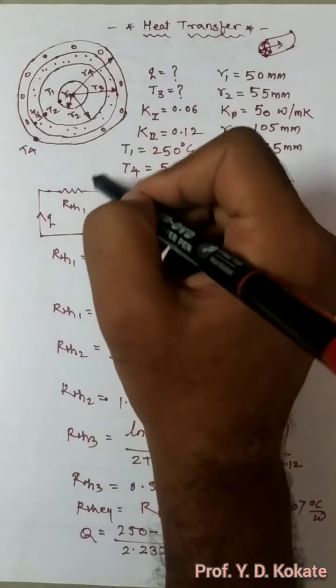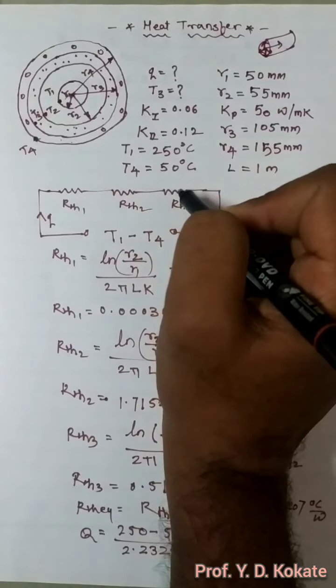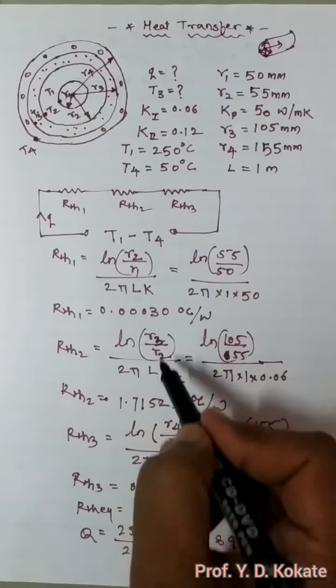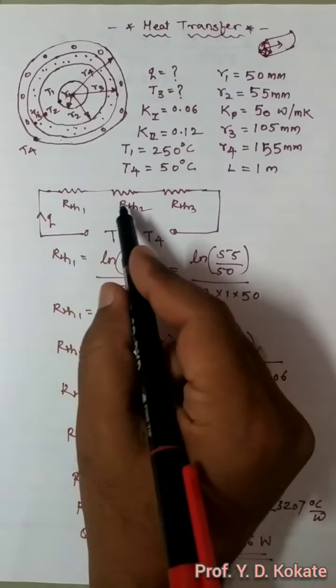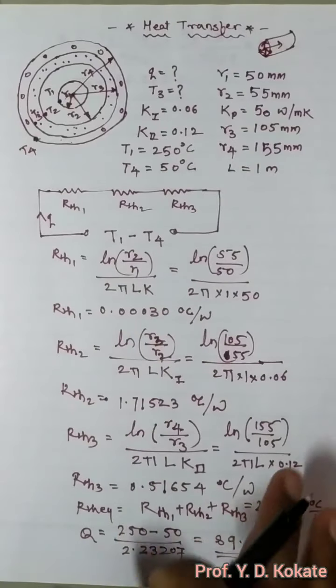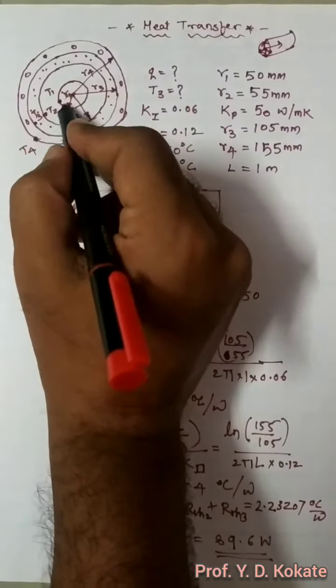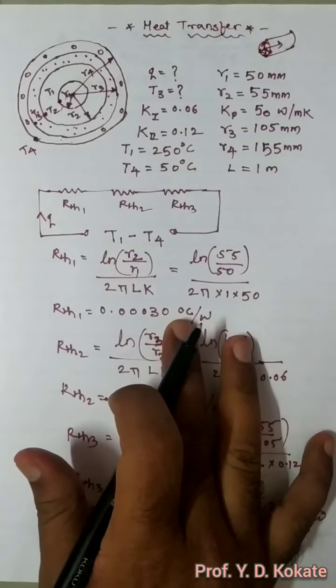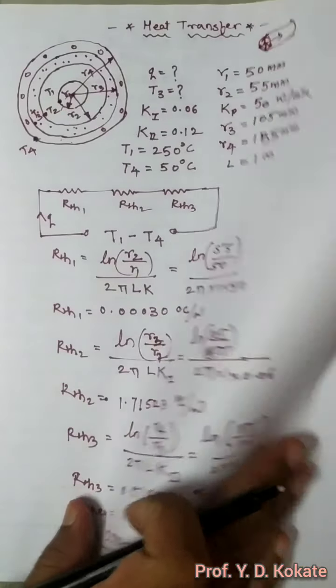Again the resistances will be the same. RTH2 will become RTH3 and RTH3 will become RTH2, but the radii will change. So the RTH2 and RTH3 values will change, but the pipe is as it is present, so the RTH1 value is the same. So we want to find it out for the second case.